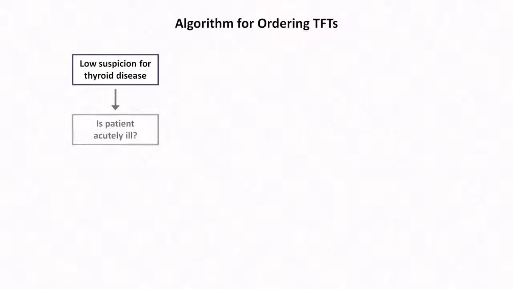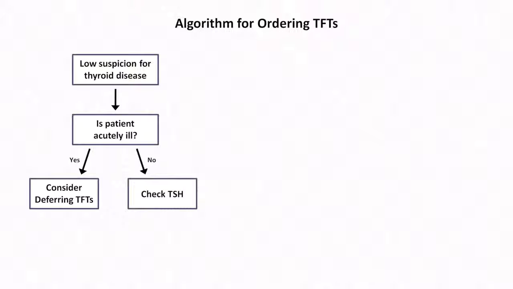When it comes to ordering TFTs, the selection of tests is very straightforward. Remember, unless you are testing for something highly unusual, only worry about TSH, free T4, and free T3. If you have a low suspicion for thyroid disease and the patient is acutely ill, consider deferring TFTs until the patient's better. It can be very difficult to sort out euthyroid sick syndrome from true thyroid pathology in acutely ill patients. If the patient is not acutely ill, check the TSH by itself first.